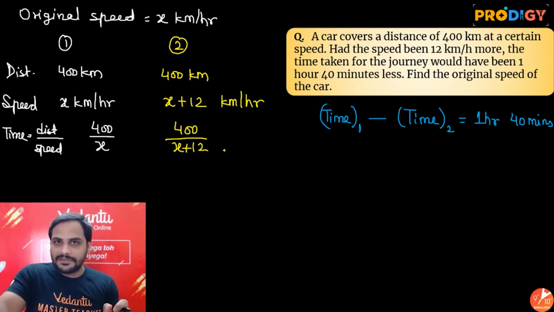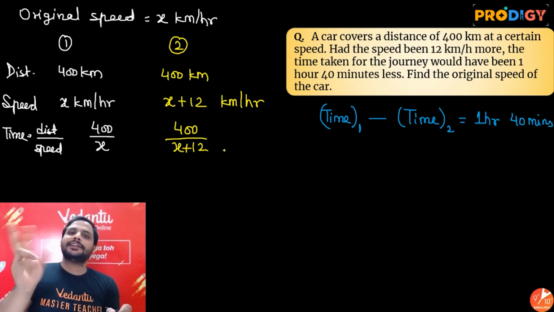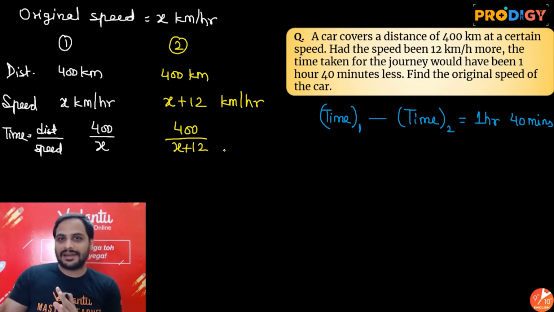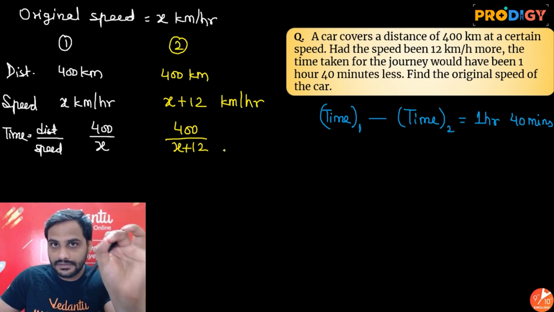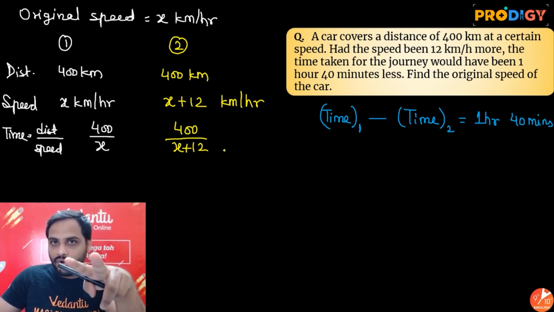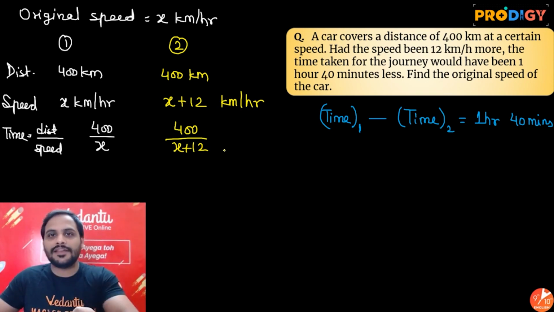Now many students might make this mistake. They might write it as time taken in case 2 minus time taken in case 1 because of some confusion. So always use this thought. Listen carefully. How to avoid that confusion, whether it is time taken in case 1 minus time taken in case 2 or time taken in case 2 minus time taken in case 1.